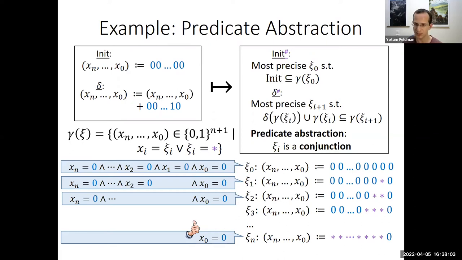What we need to do to explain Lambda PDR is to take a slightly more sophisticated domain. The reason is that the formulas that PDR and Lambda PDR generate are not only conjunctions. They are conjunctions of disjunctions, formulas in conjunctive normal form. So we need a more expressive domain, and it's also somewhat more complicated. Any questions so far?